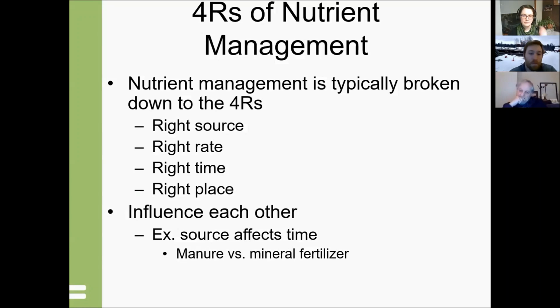An important thing to remember is that these influence each other. For example, your source can affect the time that you apply. If you were to apply manure, you would need to apply that well in advance of when the crop needs it, because it needs time to become available to that crop. Whereas with mineral fertilizer, it's available as soon as you apply it. So just something to think about there.